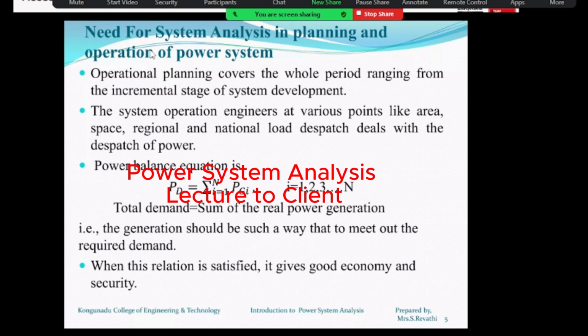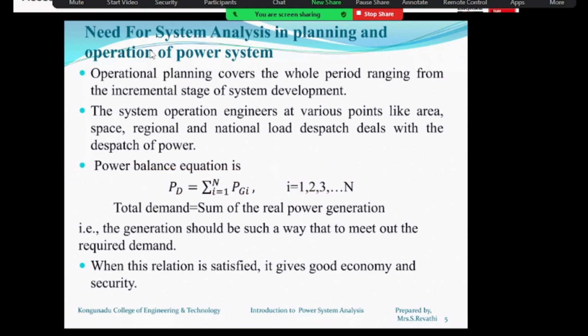So, we were discussing the need for power system analysis in planning and operation of power system. When we do the planning and the operation of power system, we need the power system analysis. Before doing any planning or operation, we do the power system analysis. Like if we are planning to build a grid station, if we are planning to build a distribution station, then we need power system analysis to analyze the system's ability and its parameter.